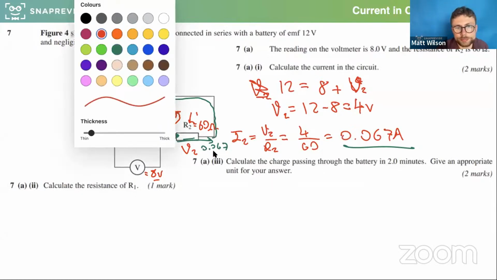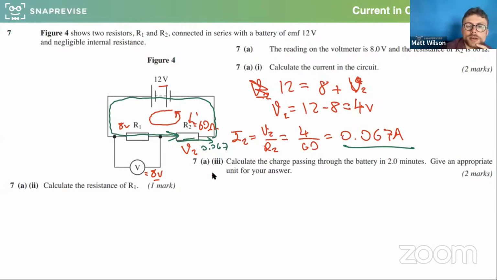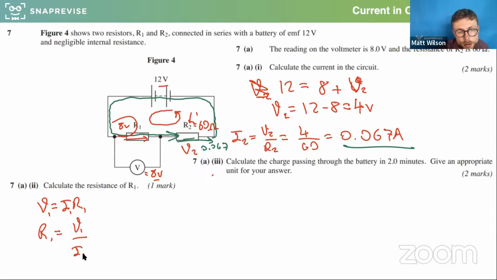Okay, good stuff. Next question. Calculate the charge passing through the battery. Oh, no, sorry. The next one's over here. 7a ii. Calculate the resistance of R1. We're going to use Ohm's law again, because we know the current going through this and we know the voltage. Remembering that V equals IR, the voltage across resistor 1 is the current through resistor 1 times the resistance of resistor 1. We want to know the resistance, so it's the voltage across it divided by the current through it.